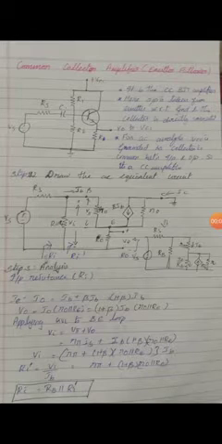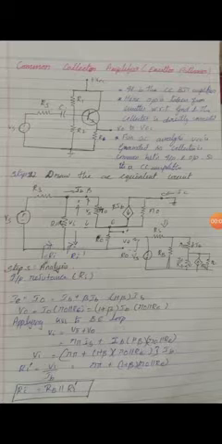Good morning, dear students. Next, in our Electronic Circuits 1, we are going to discuss the common collector amplifier. Already we have completed the discussion of AC analysis for the common emitter amplifier with emitter bypass resistor and without bypass resistor. Both the things we have discussed. Now we are going to discuss the common collector amplifier.